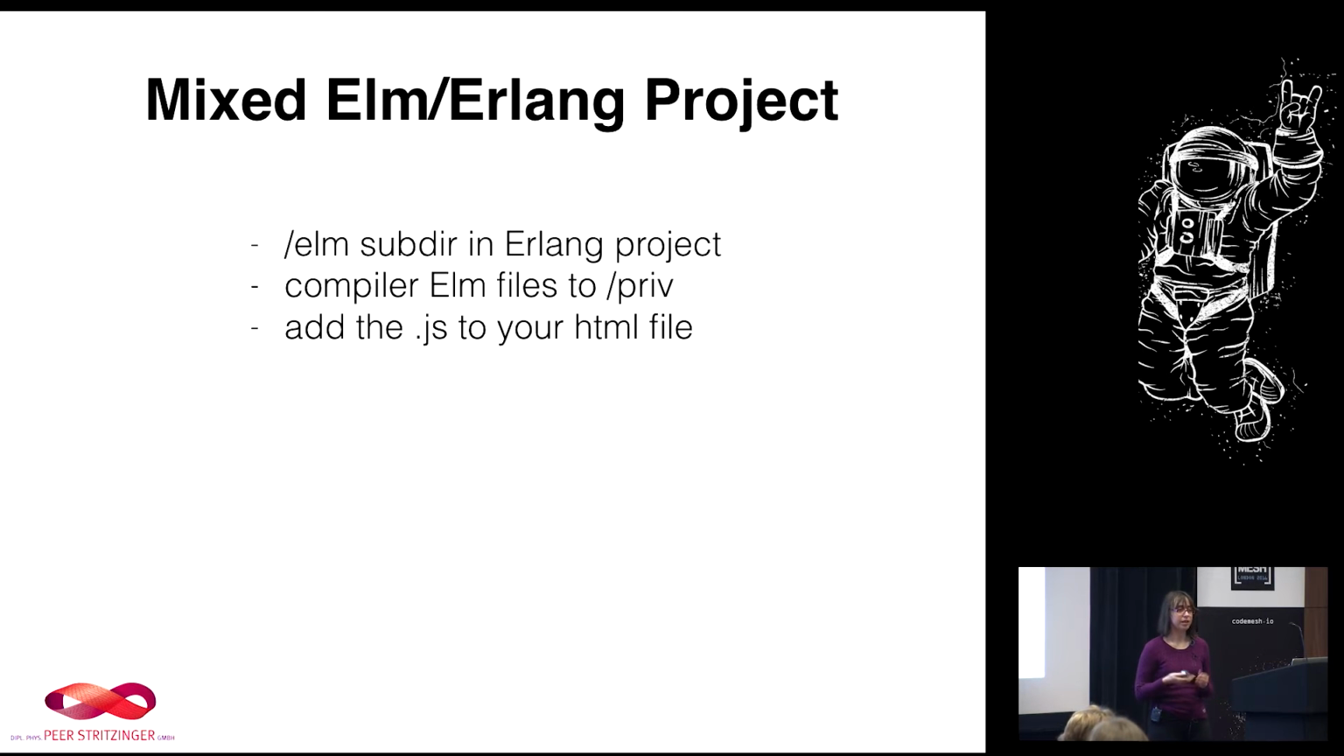And also, a slightly more interesting problem is how to mix Elm and Erlang projects. We could have done it in a number of ways, but what we wanted was to have Erlang projects that have their own Elm apps. So in the end, instead of having different repositories, it was easier to just have a subdirectory inside the Erlang project. Then we compile the Elm files to the priv directory, which is where Cowboy gets its static files to serve. And then we just add the JavaScript file to the HTML file, and that works.